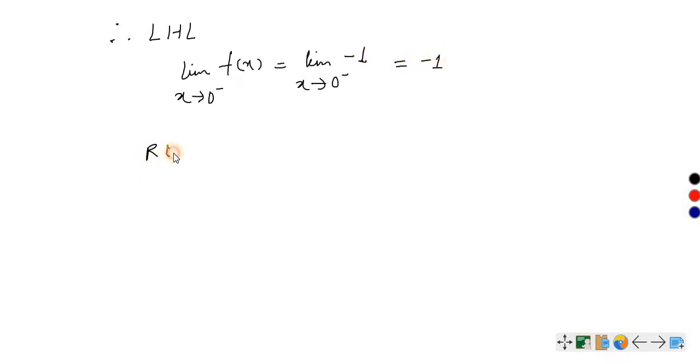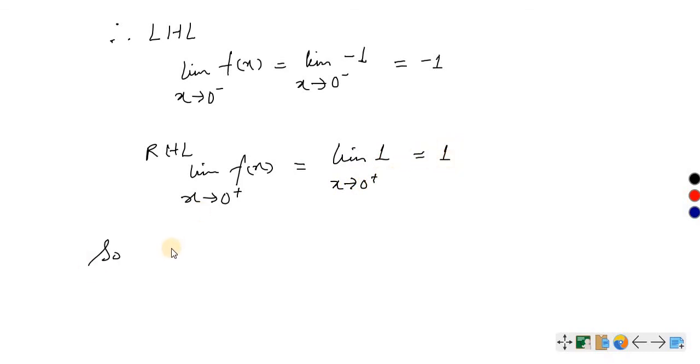Similarly, if we see the right hand limit, the limit of f of x as x tends to positive 0 will be equal to the limit of 1 as x tends to positive 0, which is equal to 1. So here we see that the limit as x tends to negative 0 of f of x is not equal to the limit as x tends to positive 0 of f of x.